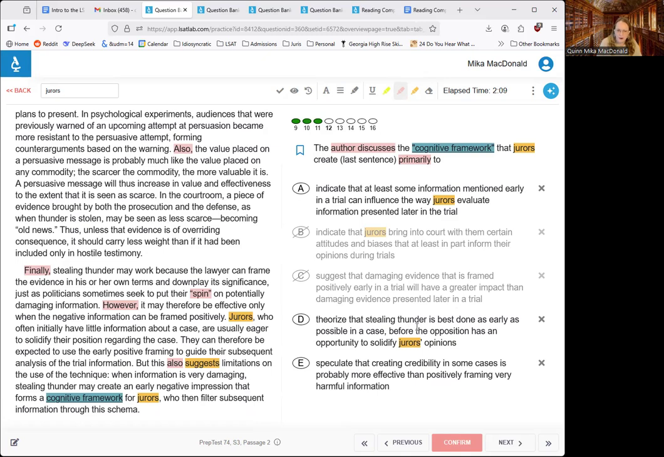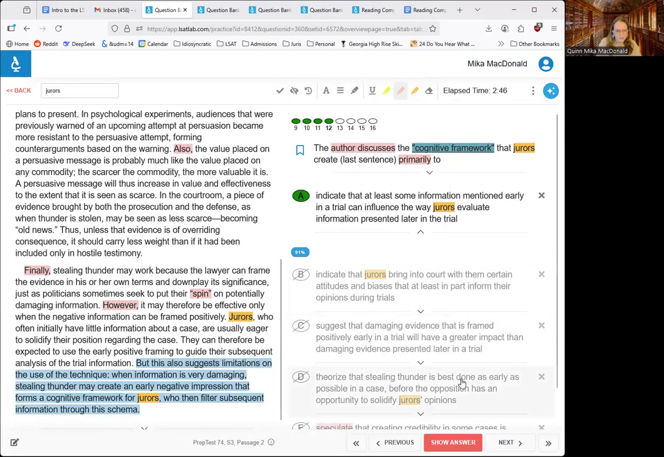D again is going too far, that stealing thunder is best done as early as possible. No, they were saying that you need to be careful because if you give them an early negative impression, that can hurt your own side. And E, just no. For one, the word speculate does not fit this author at all. This is not a speculatory author. This is an incredibly thoughtful academic author. I think that's very obvious. So they are not speculating anything, and they're definitely not speculating that sometimes this is more effective than, A feels perfect. All right.